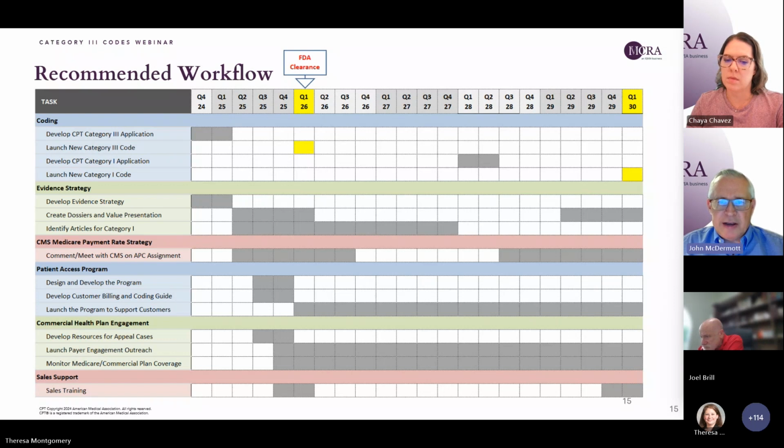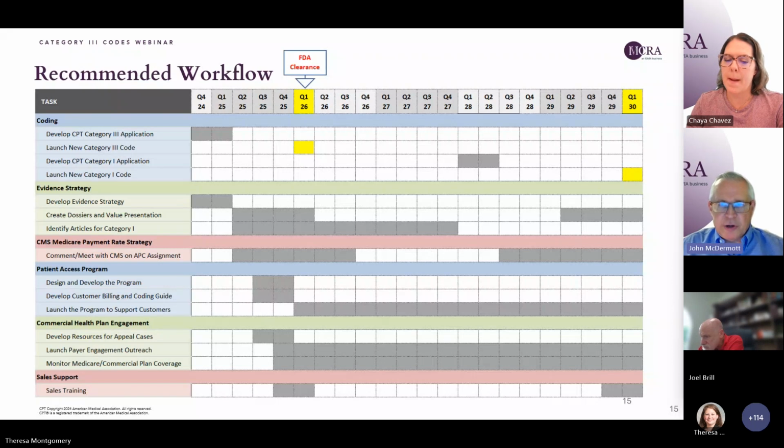But then, you need to have a good package ready for that Category 1 conversion, get that submitted, and then you'll have another round of dossier and value presentation creation in advance of the Category 1 code launch. So that's the evidence side.